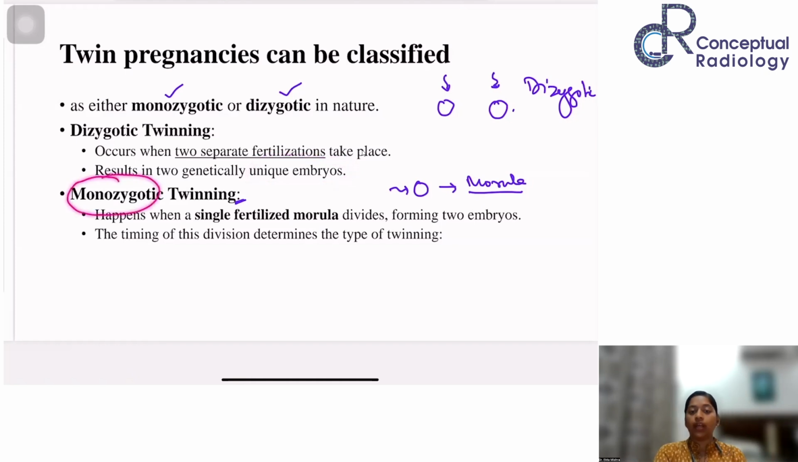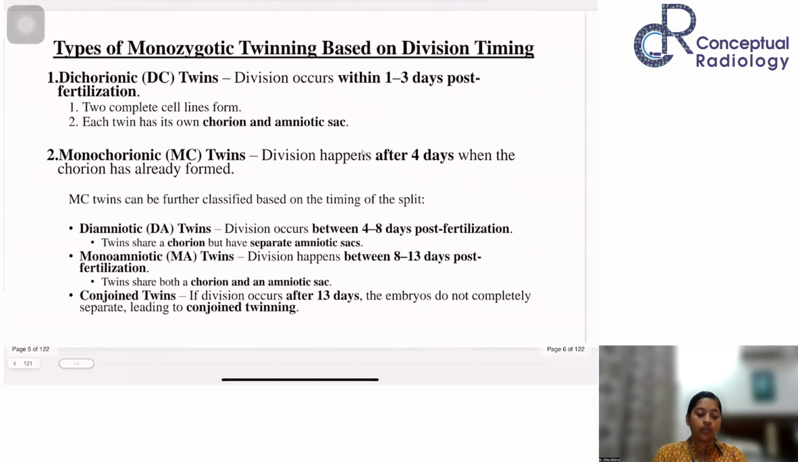And in monozygotic twinning, you have a single fertilized morula that is going to divide into two parts, and hence the genetic concordance is there. The timing of the division of this morula is going to decide which type of twinning will happen in this monozygotic twinning. So dichorionic twins and monochorionic twins both can be seen in monozygotic twinning. Okay, so dichorionic twins happen when the division is happening within 1 to 3 days post fertilization. So before implantation, if that cell while traveling has split into two components, it will form two complete cell lines.